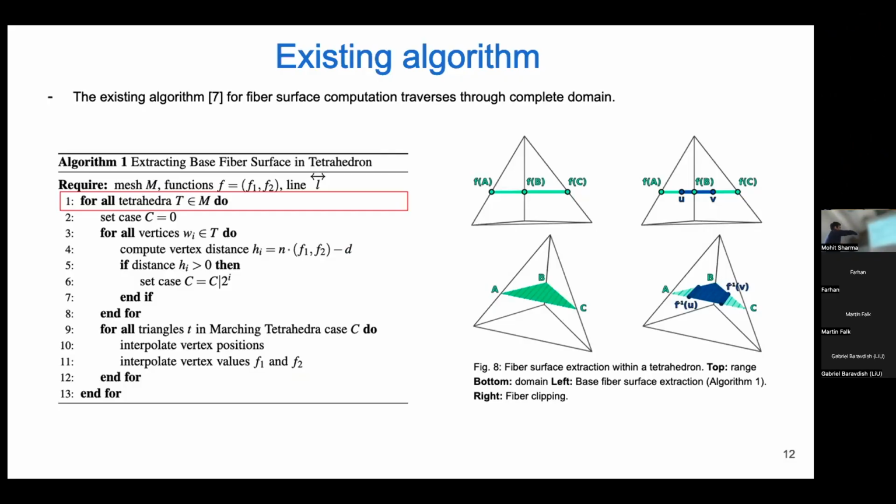This is the existing method. What the existing method does is traverse the complete spatial domain and check each tetrahedron in that domain, whether the fiber surface that I'm searching for is crossing that tetrahedron or not. So it is going through all the tetrahedra. We just wanted to avoid this and somehow reach the exact location where the fiber surface is lying.